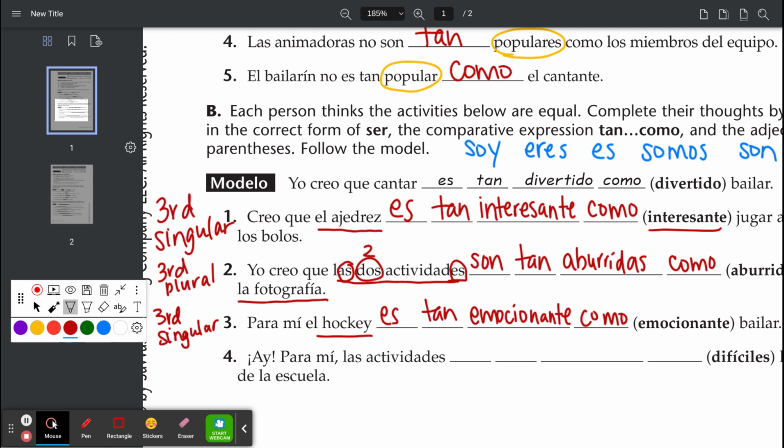All right, number four. Para mí las actividades, and it's plural because it ends in as. So third person plural. So para mí las actividades son, because son is third person plural of the verb ser. Tan, our adjective in parentheses is difíciles.